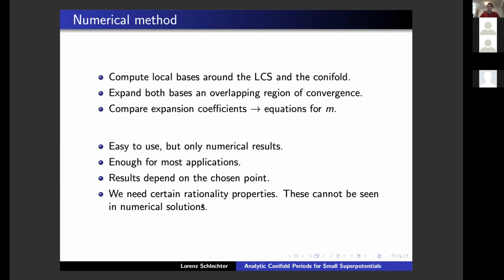First, the results depend on the chosen point. If you move the point just by 10 to the minus 5, the results, so the entries of the transition matrix, can actually vary by the percentage level, which is horrible, especially if you want to see some cancellations. And moreover, for our algorithm later on, we need certain rationality properties of the prepotential. If you just have numerical results, you get an enormous amount of small numbers, and you cannot decide if these are 0 and actually canceling, or if it's just some really, really small number. So you can never say, if you just have a numerical number, if this number is rational or transcendental. So for our method, this method was not good enough.